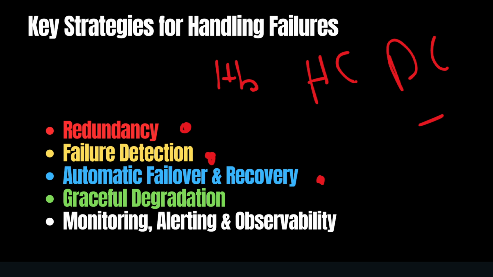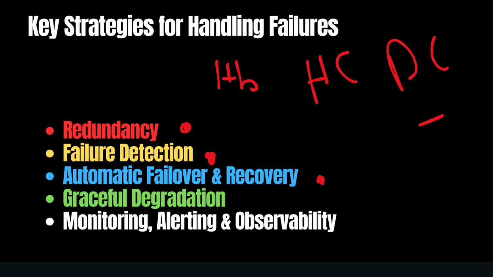Number three, we have automatic failover and recovery. Once a failure is detected, the system should automatically reroute traffic or bring up new resources without human intervention. For the implementation of that, load balancers first automatically remove unhealthy instances from their pool and redirect traffic to healthy ones. We can use data replication, like promoting a replica to become the new primary if the original primary fails.